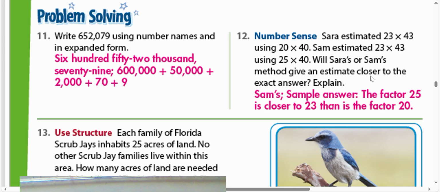Asked about estimate. Who used the estimation here? The first one. Estimate 23 to 20. And the second, using compatible numbers. Then Sam's use the closer because 23 is nearest to 25. Factor 25 is close to 23. You know, 23 nearest to 20 or 25 nearest to 25. Understood? Then the exact result nearest to the actual number, it will be same solution.